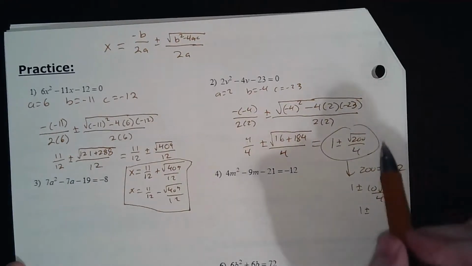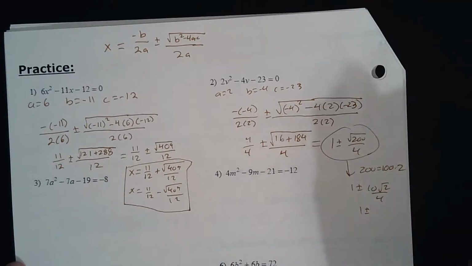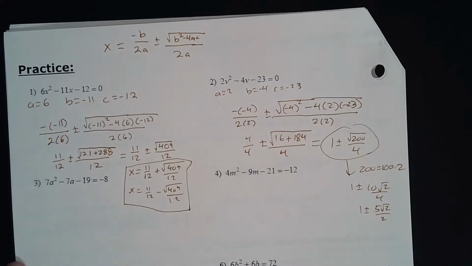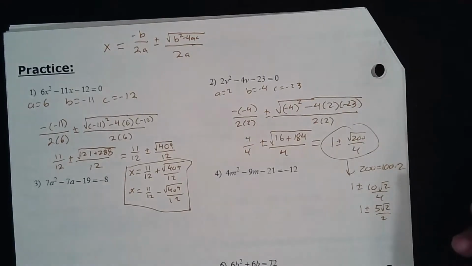So you don't have to do this, by the way. This is full credit. If you want to do this, you can. 10 over 4 is 5 rad 2 over 2 here. So this is really the final answer the way it really should be written.